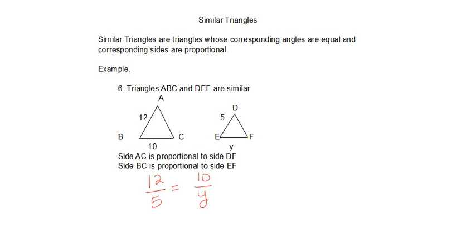So we can solve this by cross multiplying, and we get 12y equals 50. Then we're going to get y equal to 50 over 12, and we can simplify that to 25 over 6. Make sure you read your question to find out what form they want it in. Here, a fraction is good enough for us.